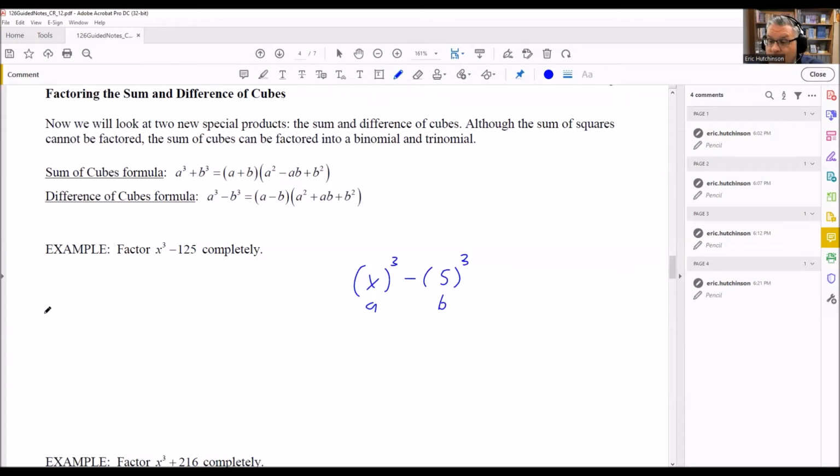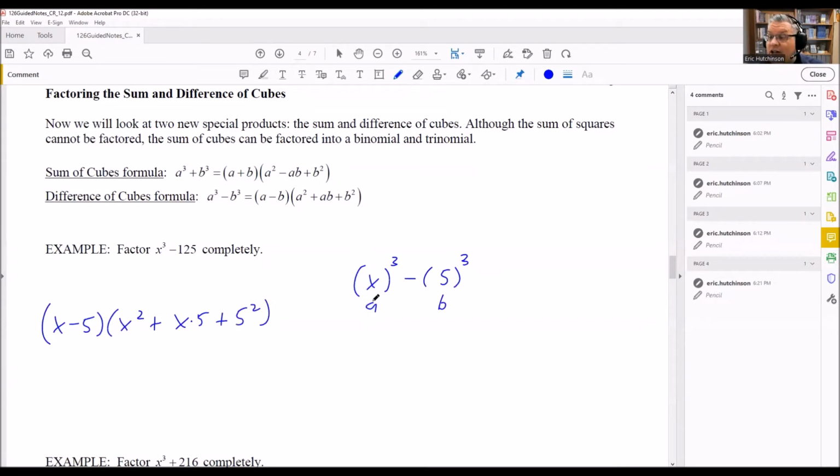So we're going to do x minus 5, because that's the first thing, a minus b. And then we have x squared. Well, the a here is x, so it's going to be x squared. Now it says plus a times b, so it's going to be x times 5. And then I have plus b squared. The b here is 5, so I would have 5 squared.